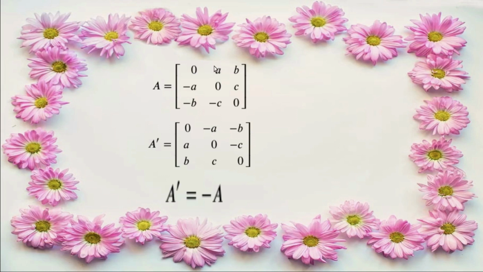Now in this case A12 is A, A21 is minus A, A13 is B, A31 is minus B, A23 is C, A32 is minus C. So in general Aij equals minus Aji, and in skew symmetric matrices the diagonal elements are zeros. Aii equals minus Aii implies 2 Aii equals 0, that is Aii equals 0. Diagonal elements are 0.